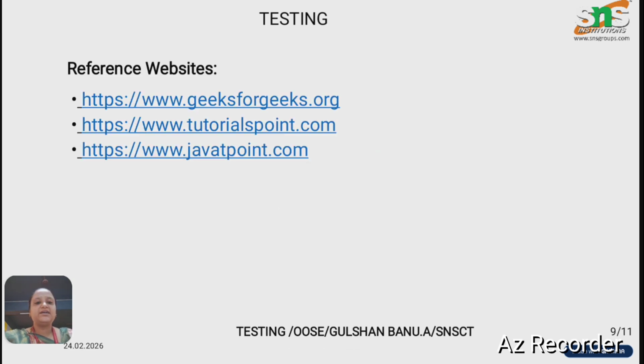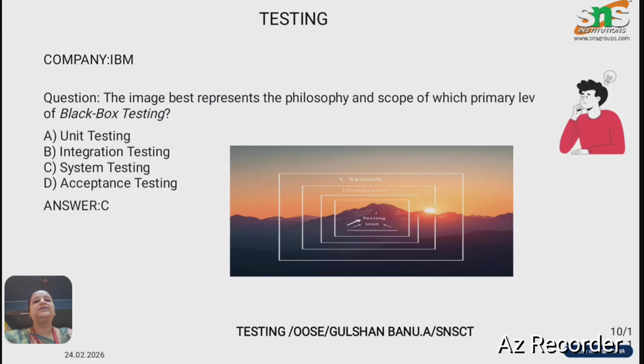These are certain references for this testing process. Here is a small question for you. Based on this image, you have to identify which primary level of black box testing it represents, with the options unit testing, integration testing, system testing and acceptance testing. The answer is option C, system testing. Why? Because here you are analyzing the psychology and the scope of a black box process, and that is nothing but system testing.